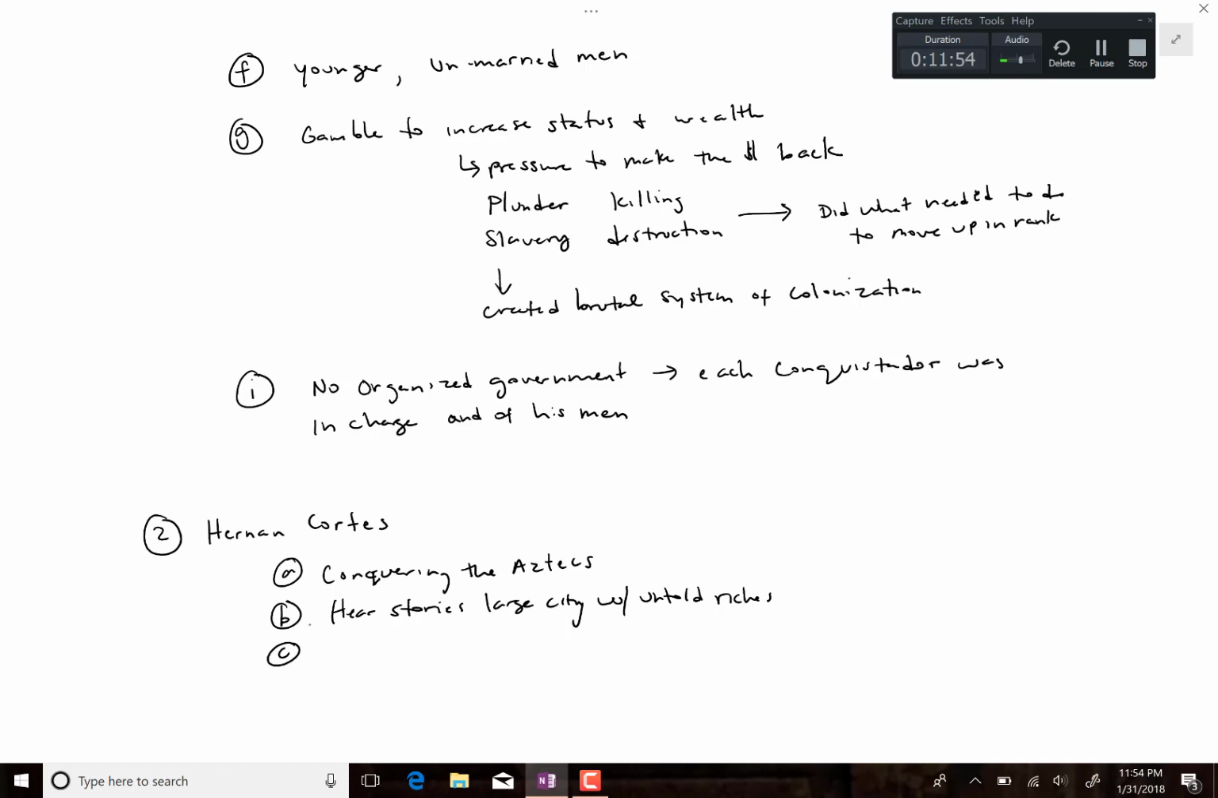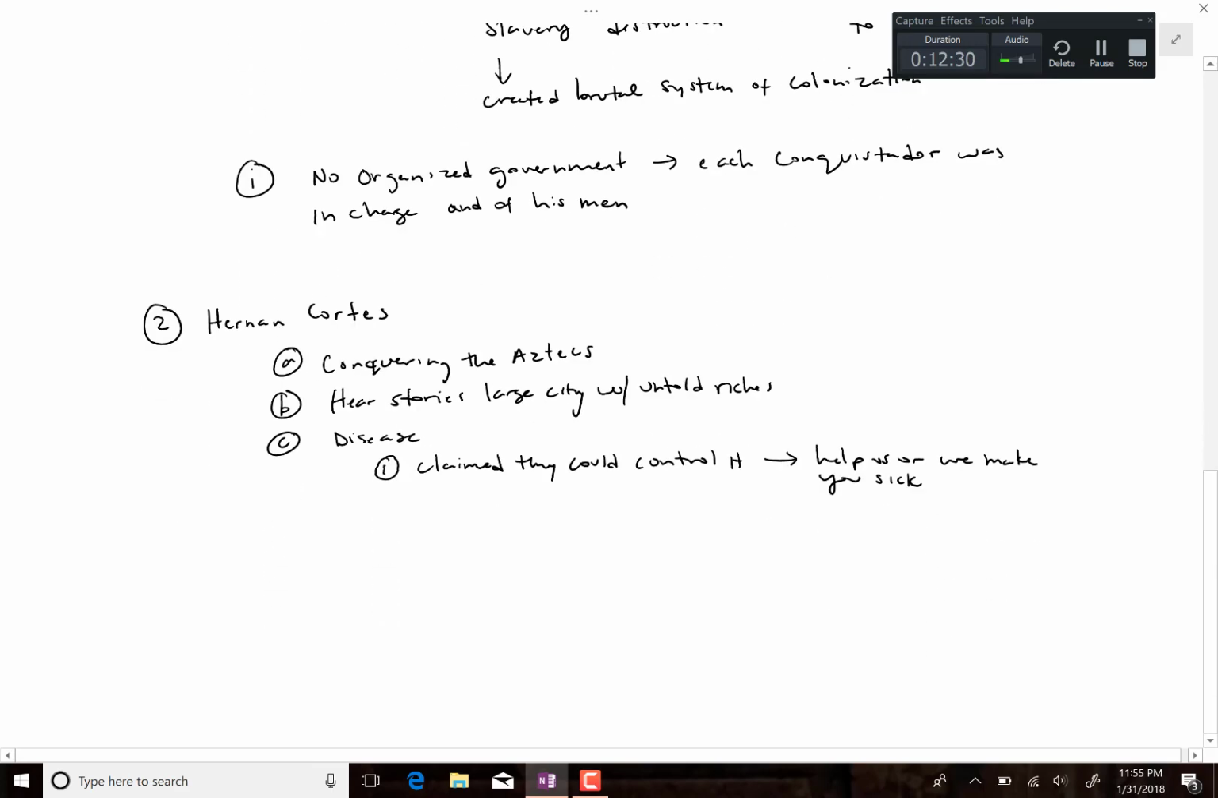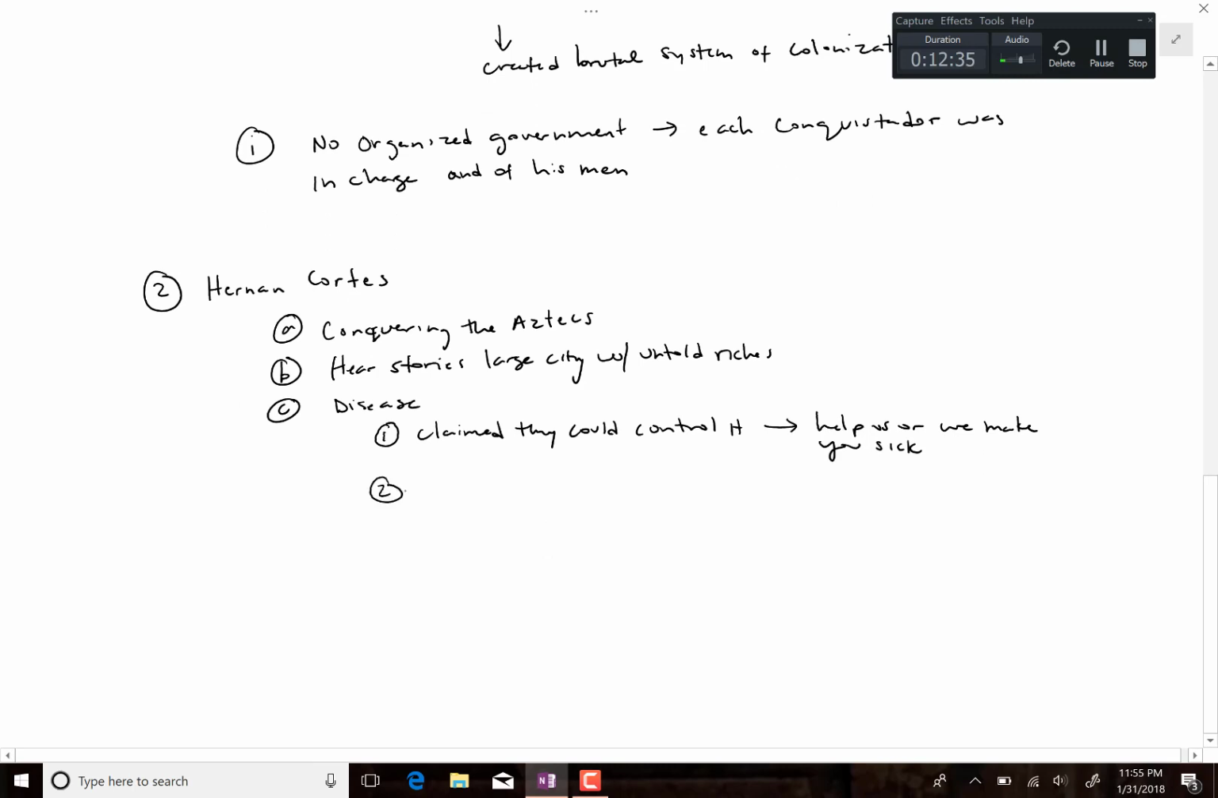How he did so, there's a variety of ways. He used a ton of different tactics for being successful. One of the things, of course, is that they had disease on their side, and Cortes and other conquistadors certainly took advantage of that and claimed they could control it. So the idea was, help us or we make you sick. So you got various local individuals to help navigate and be interpreters and everything else, because essentially what he did is say, if you help us, we spare you. Other type of diplomacy, although often fake diplomacy, in the sense of making promises and then breaking them. They rarely followed through. And then general force, destructiveness.